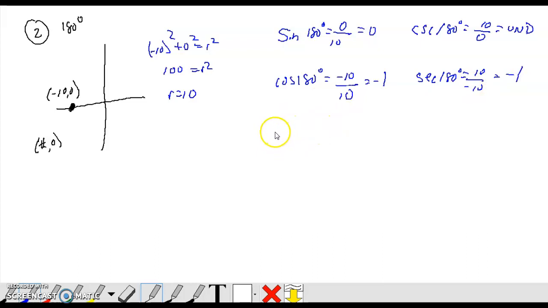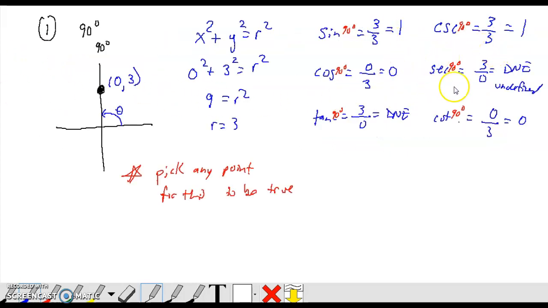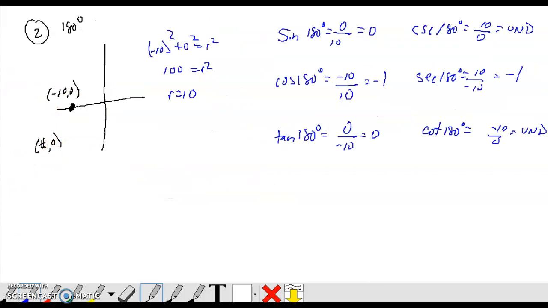Okay. And let's not do cotangent yet. Let's do tangent. So tangent of 180 degrees is equal to your y, so 0 over negative 10, which gives you 0. And then cotangent of 180 degrees is negative 10 over 0, which gives you undefined. All right? So notice that we're always getting 0, negative 1, and negative 1, or 0 and undefined. Same thing happened here. We got some 1s, we got some 0s, we got undefined. I wonder if we pick another type of problem, if we're going to get something different.